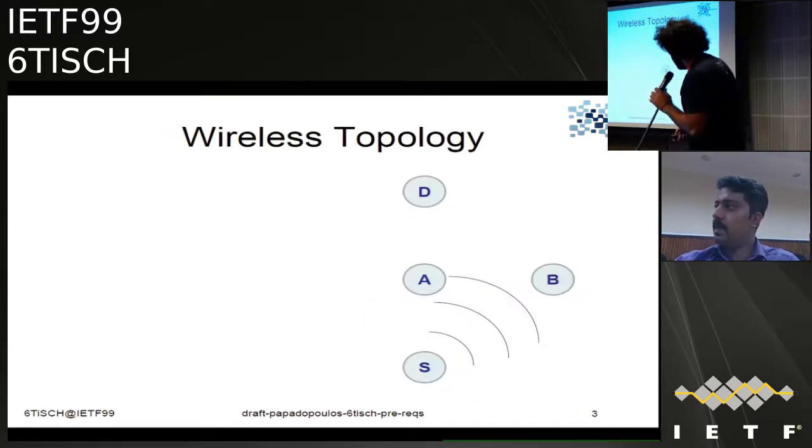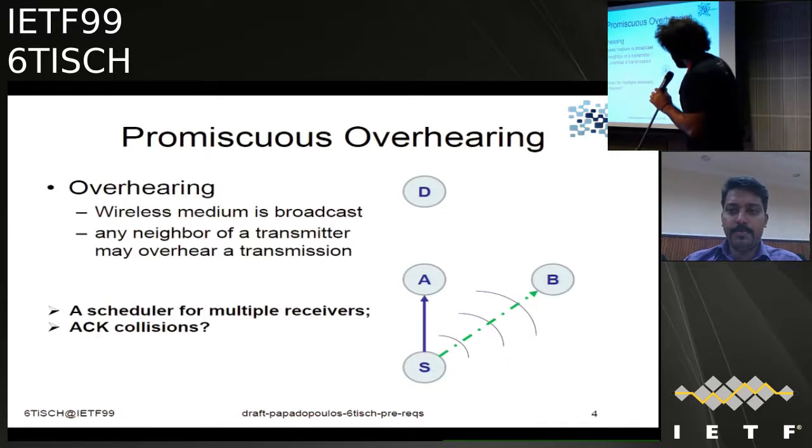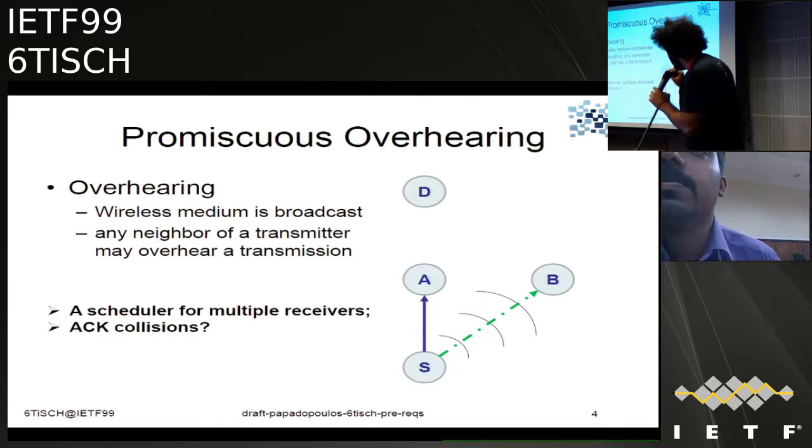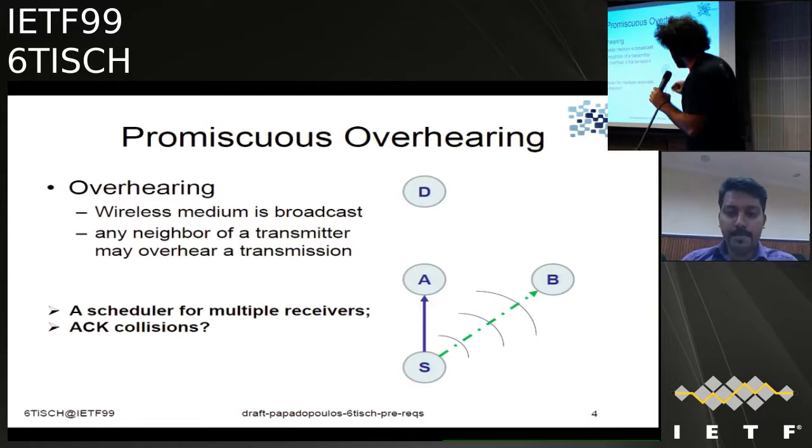So assuming that we have a wireless topology, S the source, D the destination, and two relays here, we may implement what's called promiscuous overhearing. To do so, considering that we have the wireless medium, which is by nature a broadcast, any neighbor may overhear this transmission. So here, what I would like to pay attention to is that in such a scenario, we may have a scheduler cell with multiple receivers, and this needs to be addressed. In addition, we may have collisions at the acknowledgement.